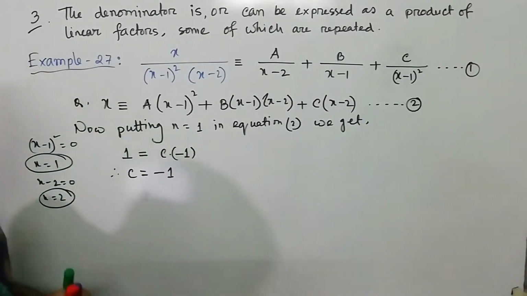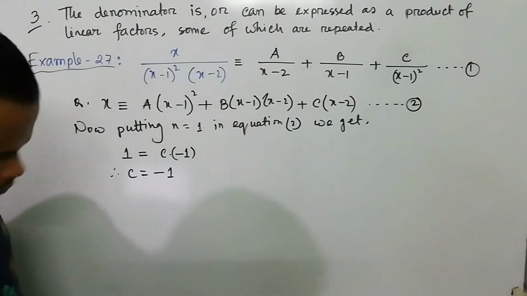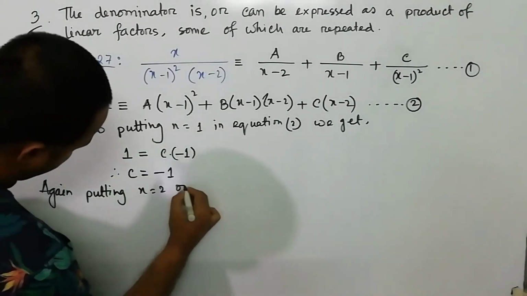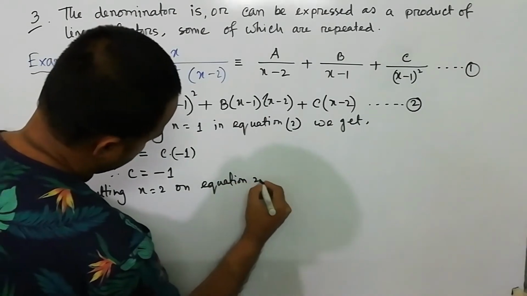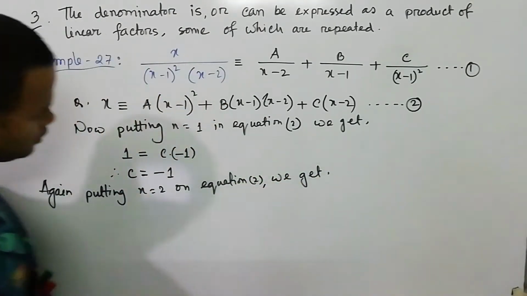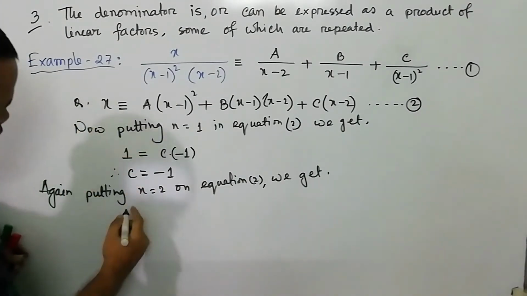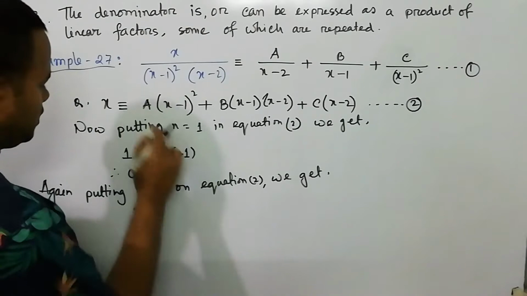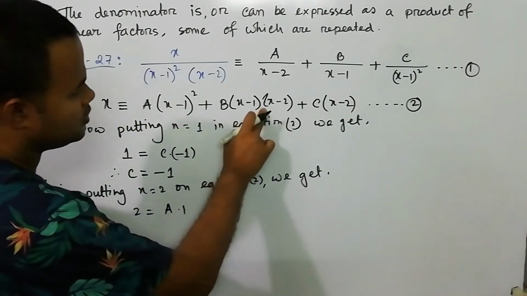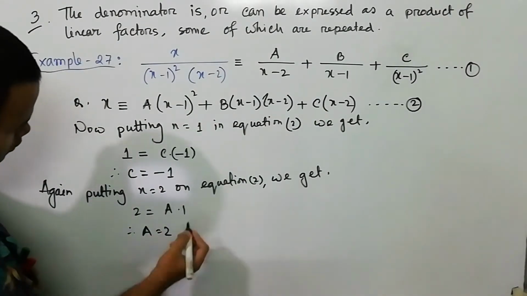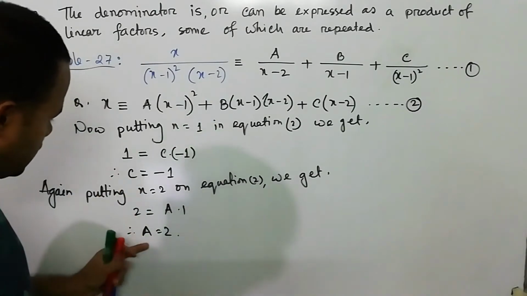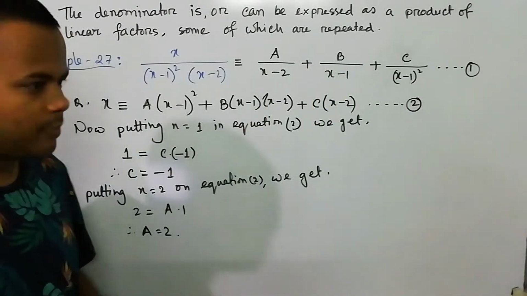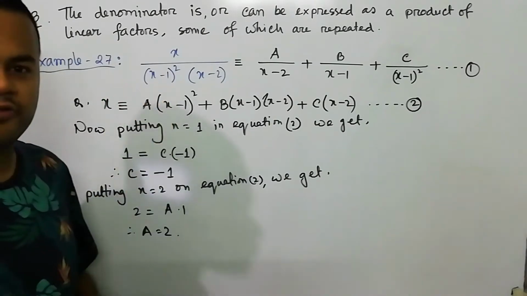Now again putting x equals 2 in equation 2, we get 2 equals A into (2 minus 1) whole square, that is A into 1, and the other terms are 0. That means A equals 2. So we already have two values, A equals 2 and C equals minus 1. Now we have to find the value of B, but there is no other convenient value of x to put.